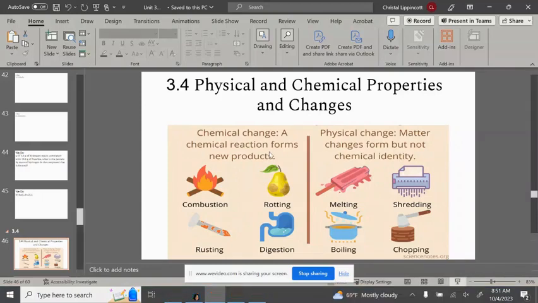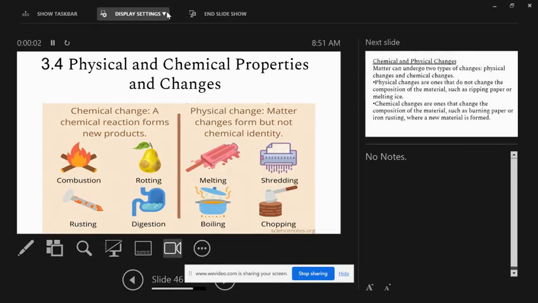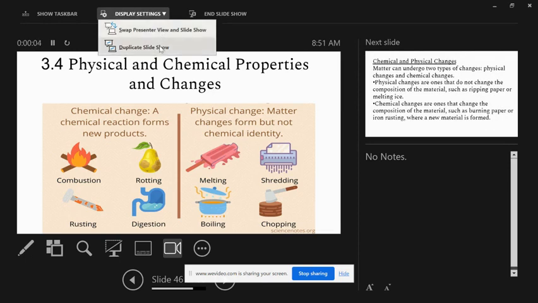So we are going to be talking today about chemical and physical changes and properties.